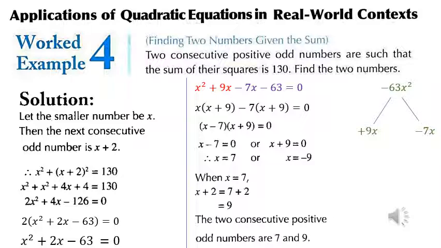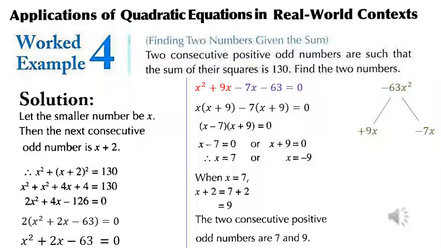Factorize this equation by the middle term break method. The product of the first and third term is minus 63x square. There are two factors of 63x square whose sum is equal to plus 2x and whose product is equal to minus 63x square. Those two terms are plus 9x and minus 7x. So substitute these terms for the middle term plus 2x. Then we have x square plus 9x minus 7x minus 63 is equal to 0.